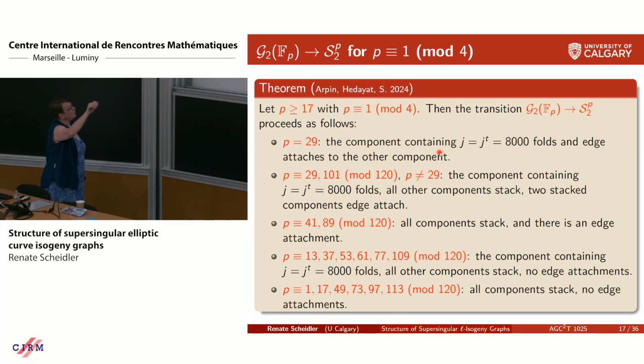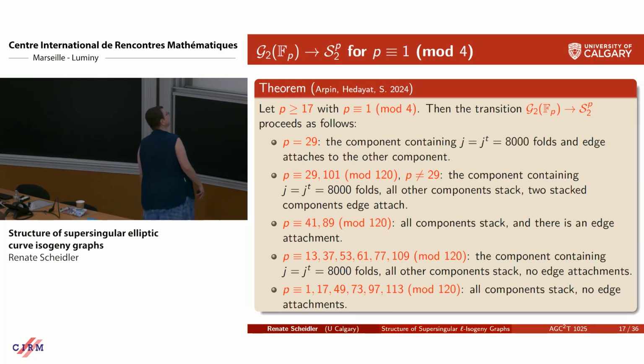So you have one component. It contains both occurrences of the J invariant 8000. That component folds. The graph has one other component, and that edge attaches to the first folded one. And then the next set of congruences, again, you have a component containing 8000 and its twist. It folds, all the other components stack, and two of the stacked components edge attach. So you see this is all very, very explicitly described.